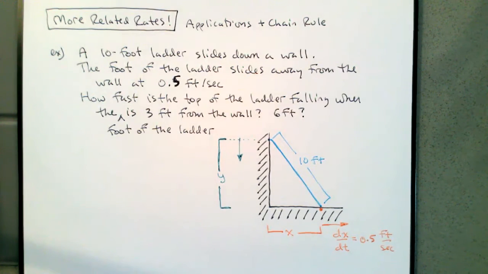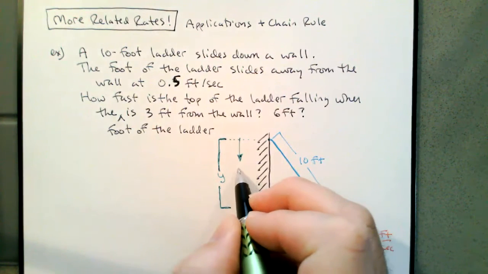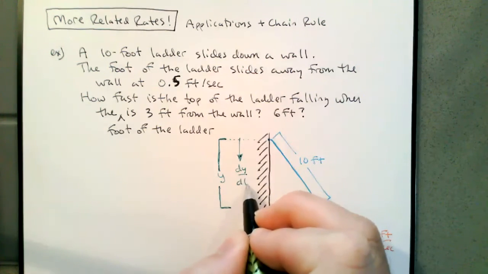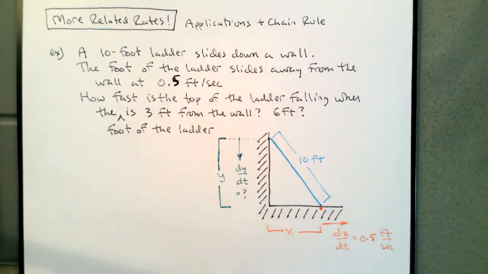The question says, how fast is the top of the ladder falling down? So this is a question about the rate. We're looking for dy dt. So that's what we're looking for. And we want to find this at two different moments in time. One where the foot of the ladder is 3 feet from the wall, and the other when the foot of the ladder is 6 feet from the wall. Presumably we'll want to compare the different rates at which the top of the ladder is sliding down to see if it matches our intuition about what should be happening here.